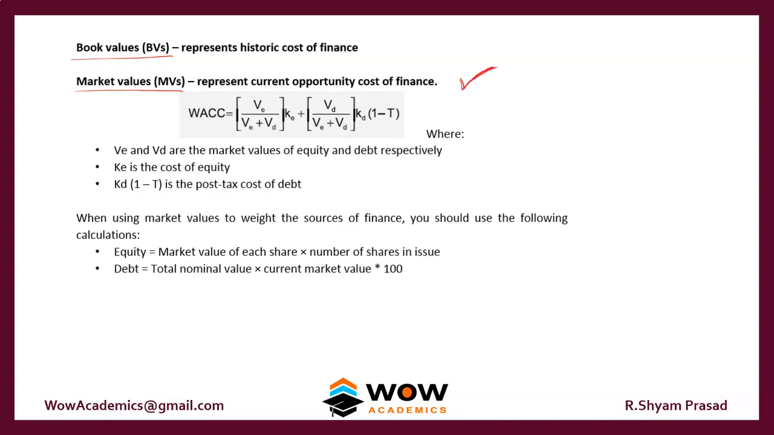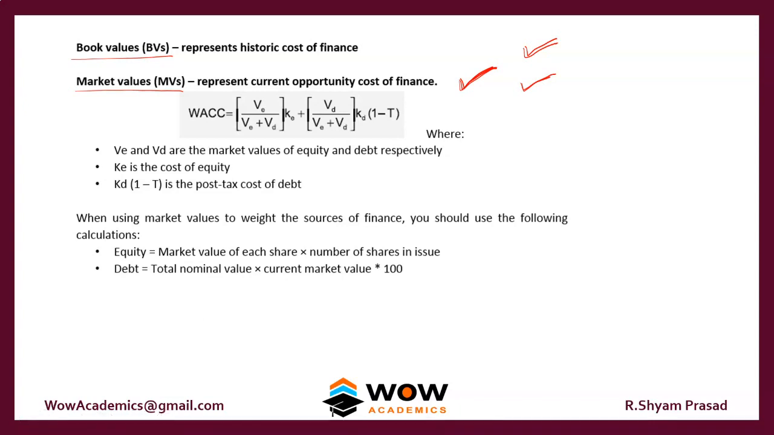Okay, but it also depends upon the information given. If information is given for book value and they don't state anything like what WACC they want, then you have to do the book value because information is available for that. If information is available for market value but they don't specify which WACC they want, again you have to do the market value. In case they don't specify anything but you have all the information available, then you have to do the market value WACC. So that's about how you have to approach an exam problem.